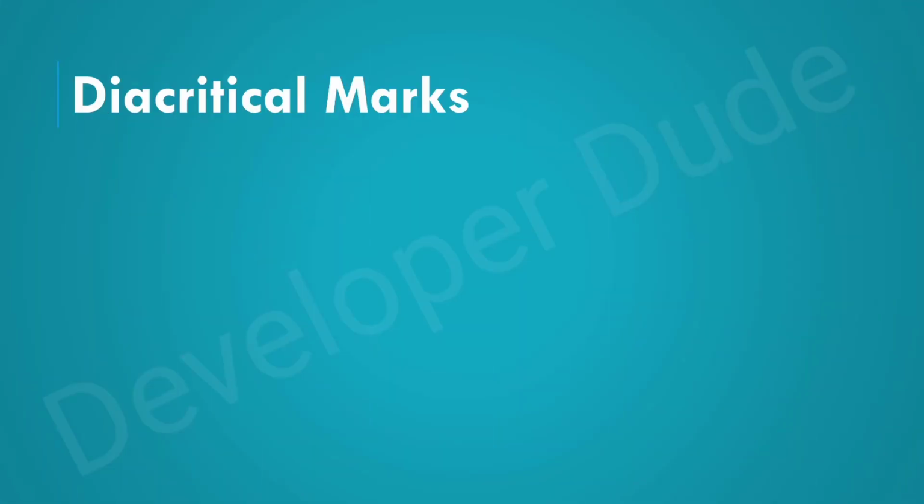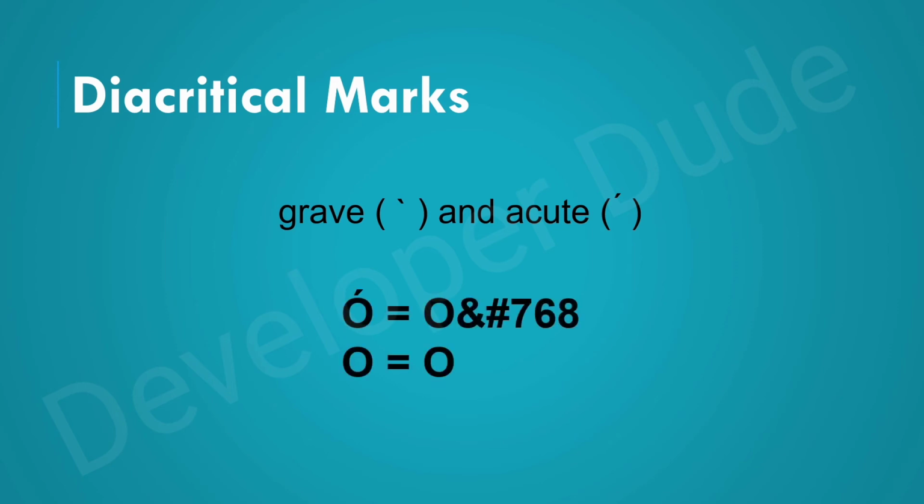Diacritical marks. A diacritical mark is a glyph added to a letter. Diacritical marks, like grave and acute, are called accents. They can appear both above and below a letter, inside a letter, and between two letters. Diacritical marks can be used in combination with alphanumeric characters to generate a character that is not present in the character set used on the page.